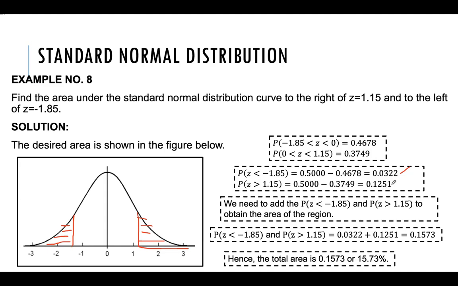So we get 0.1251. We need to add the probability of the area of negative 1.85 and the probability of the area of 1.15 to obtain the area of the region. So 0.0322 plus 0.1251 gives 0.1573. So the total area under the normal distribution curve for the given z values is 15.73%.